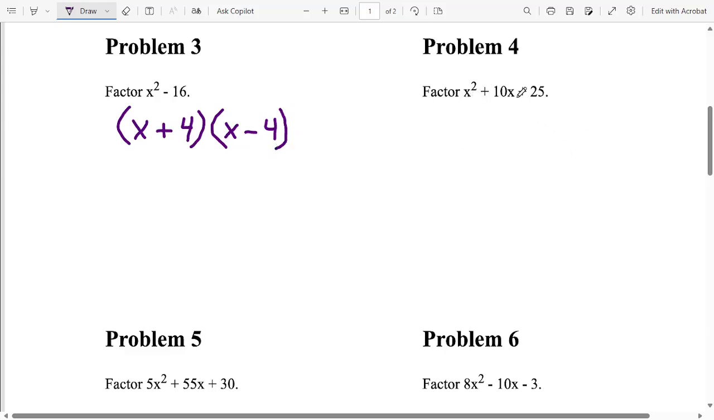Okay, next one, we're going to factor x squared plus 10x plus 25. This one is a perfect square trinomial. So we're going to take the square root of 25. That would be 5, right? So if we have 5 times 5, that gives us 25. Also adds to positive 10. So this factors into x plus 5 times x plus 5, or just x plus 5 squared.